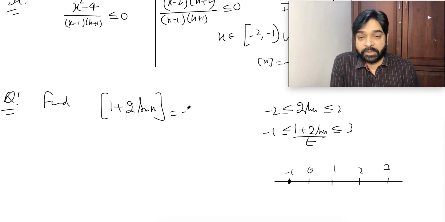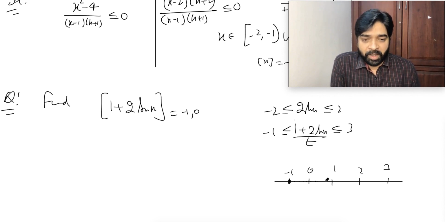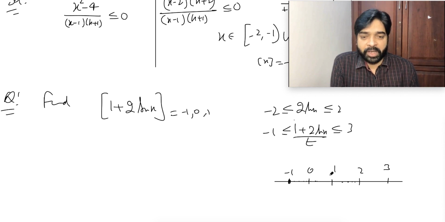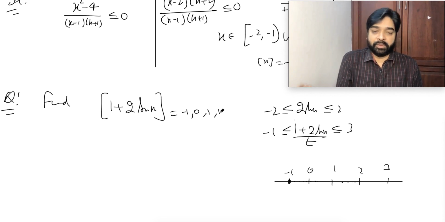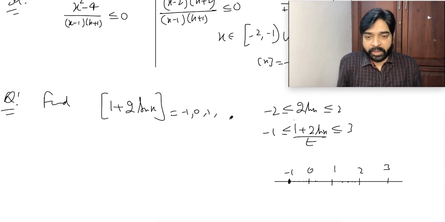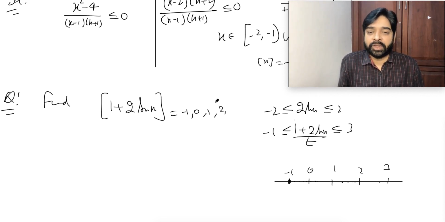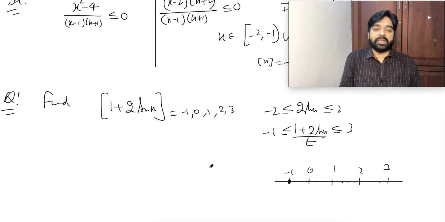Suppose t is here, so the greatest integer of t will be minus 1. If it moves further, minus 1 still, and here 0, so 0 also. Then 1, then 2 also, then it can reach 3 also. These are the values.